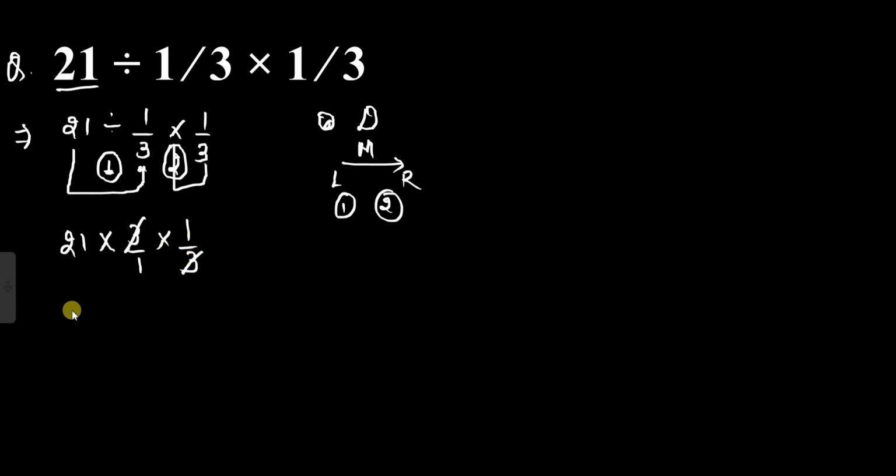Now 3 cancels with 3, so 21 times 1 equals 21. This is the right answer.